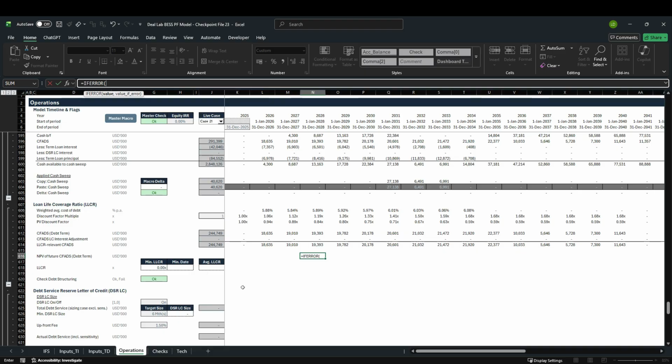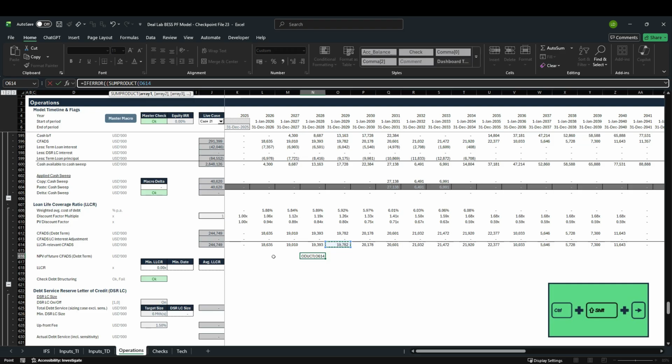If error, and we will open another parenthesis and use a sum product function. Sum product. And right now we are in the year 2028. What we want to consider is the forward-looking CFADS for the next periods. So we pick up our LLCR relevant CFADS in the next period.